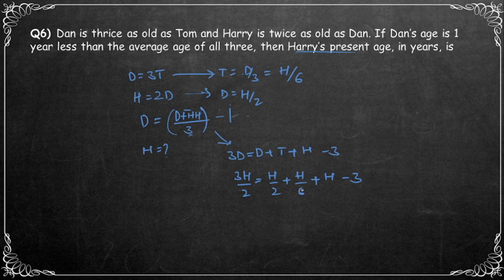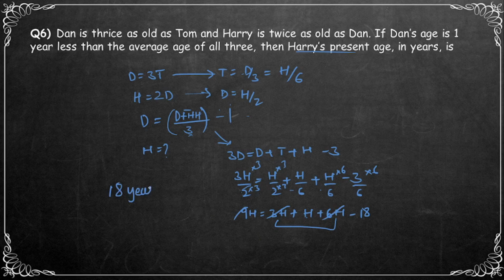Here the LCM is 6. Multiplying through, we have 9h is equal to 3h plus h plus 6h minus 18. This 6 is in both LHS and RHS, so it cancels. 3h plus 6h is 9h, so it cancels. H minus 18 is equal to 0, so h is equal to 18. So the answer is 18 years.